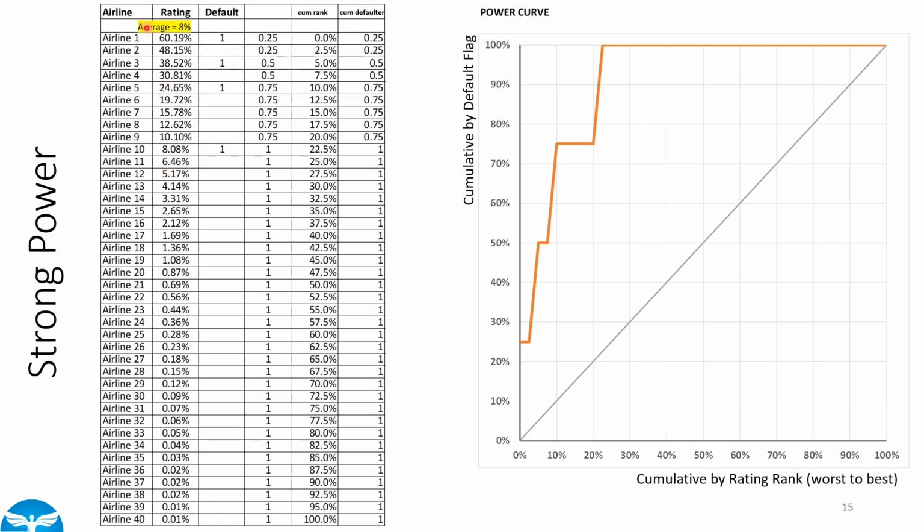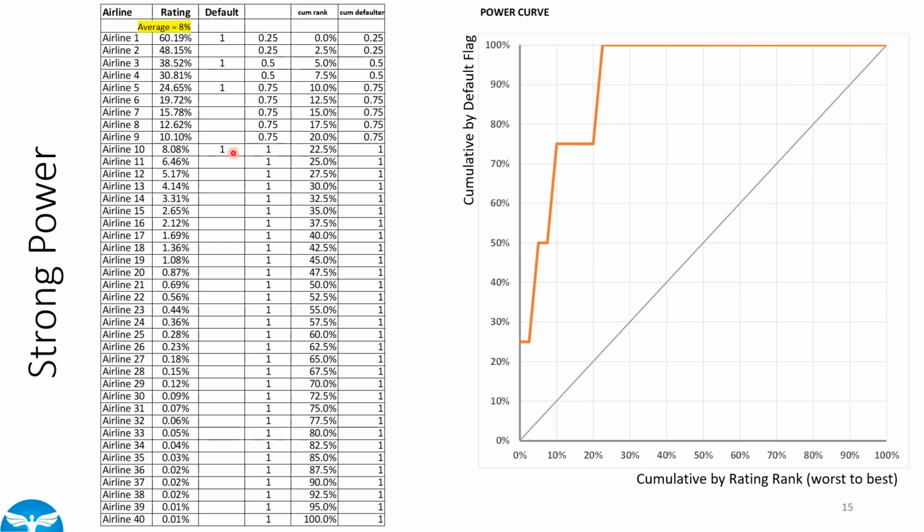And there was an average rating of 8% across this whole population of airlines. And then after 1 year, you check off the ones that did default. So it turns out that this airline defaulted, this airline defaulted, this airline defaulted, and airline 10 here defaulted. So there were 4 defaults.